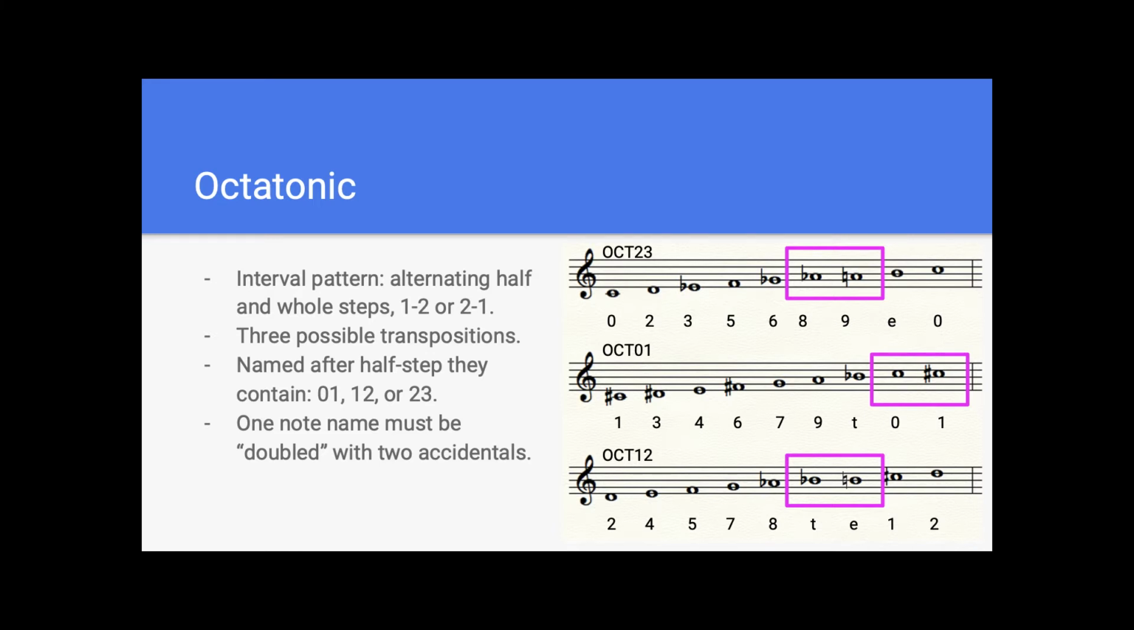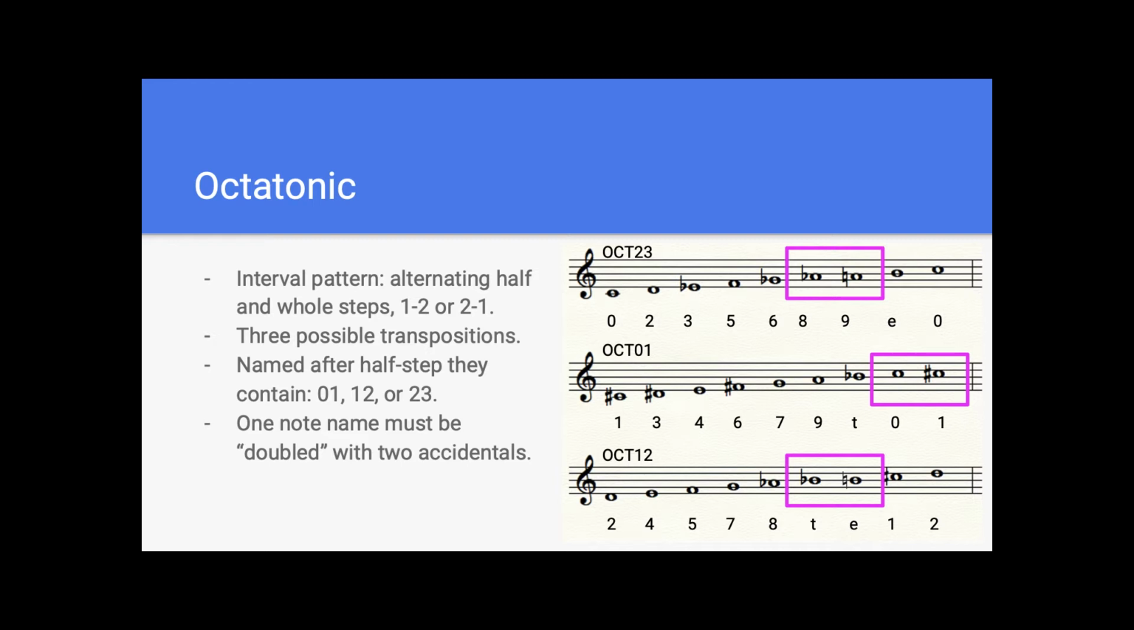With its interval pattern of alternating whole steps and half steps, the octatonic collection is uniquely suited for generating many triads and seventh chords of differing qualities. Try pausing the video and write a list of all the triads and seventh chords you can build with an octatonic collection. It's a lot.